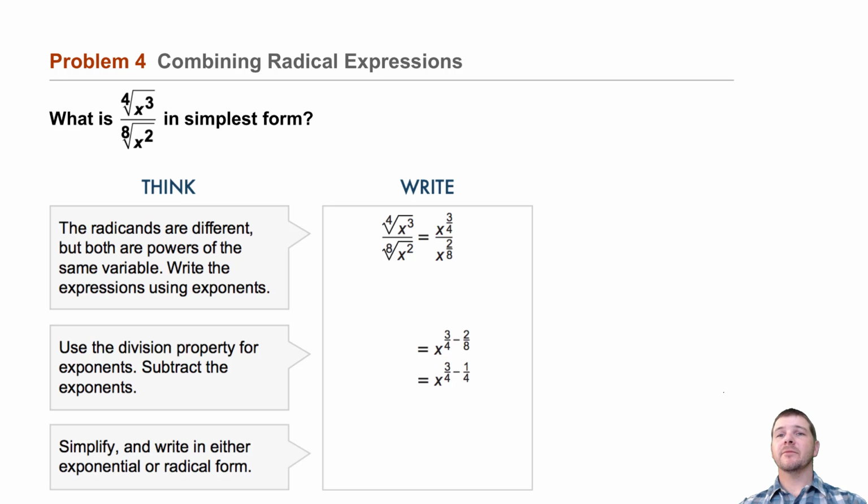Finally think simplify and write in either exponential or radical form. So x to the 3/4 minus 1/4, well, that's x to the 1/2 power, which is equivalent to the square root of x.